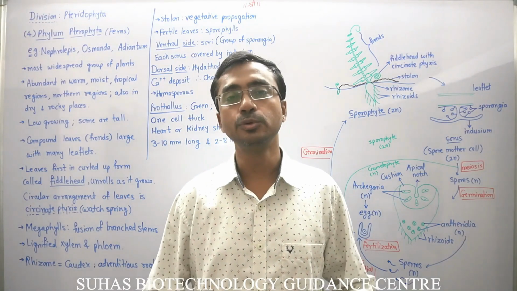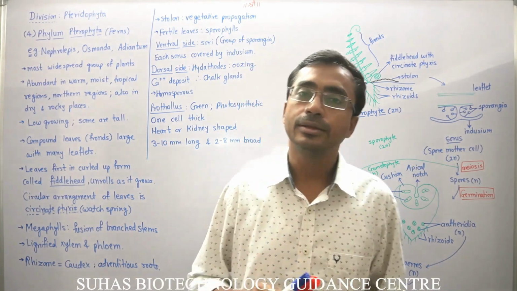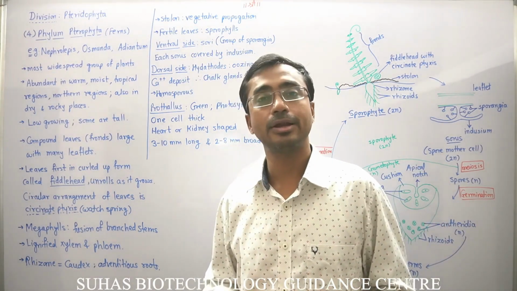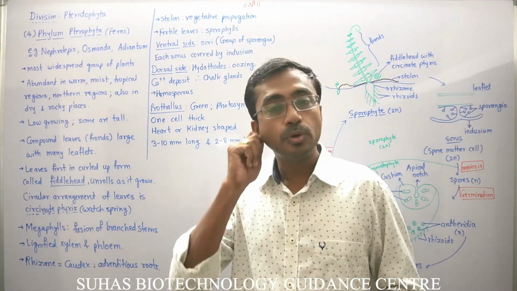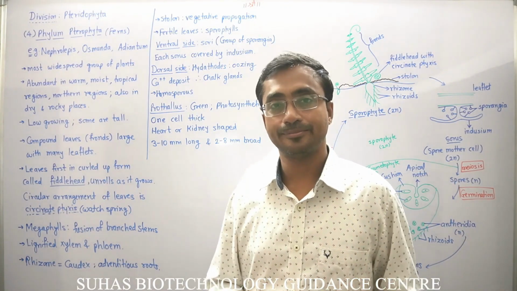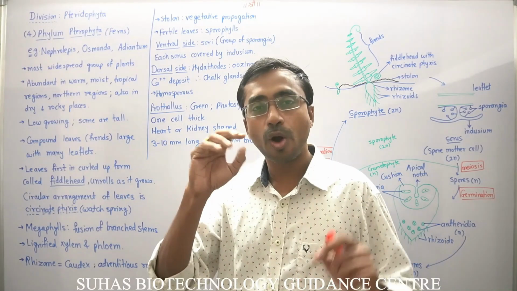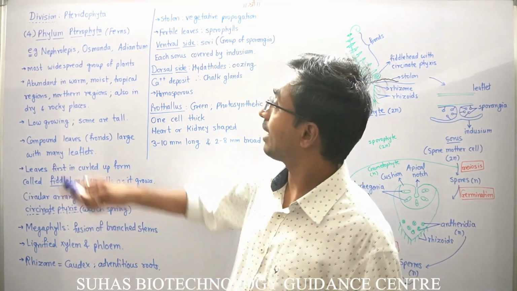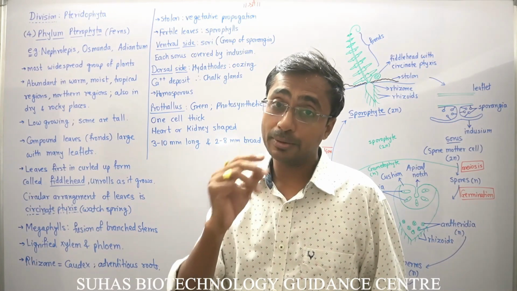Hello friends, let's move to another important phylum, the last phylum in the division Pteridophyta. We are well familiar, Pteridophytes are vascular cryptogams, and amongst Pteridophytes, the most abundant phylum is Phylum Pterophyta, which mainly includes ferns. So, the most widely spread group of plants is the Phylum Pterophyta. Yes, it is the most widely spread group of plants.